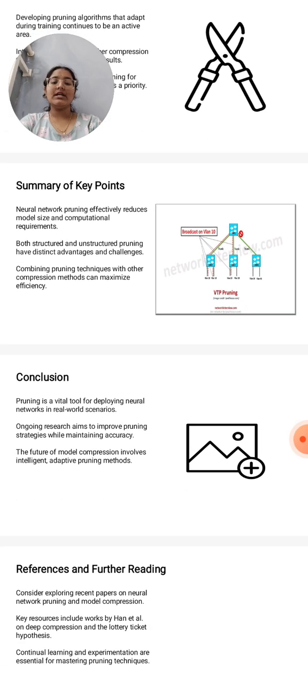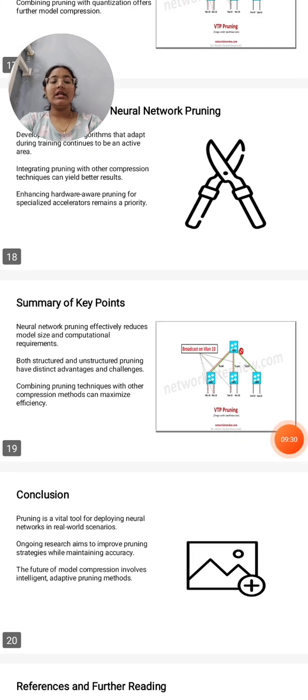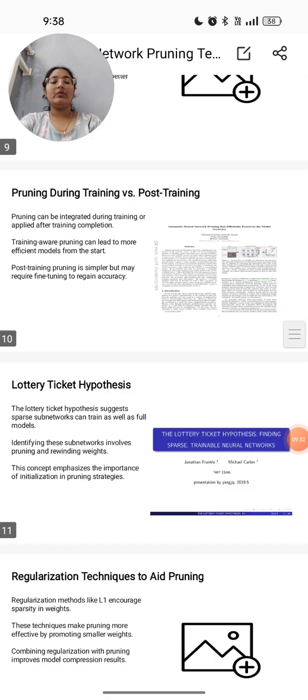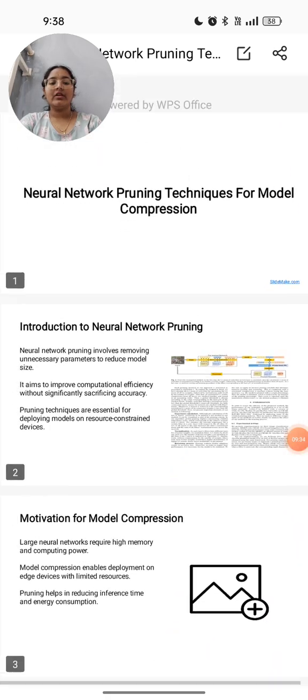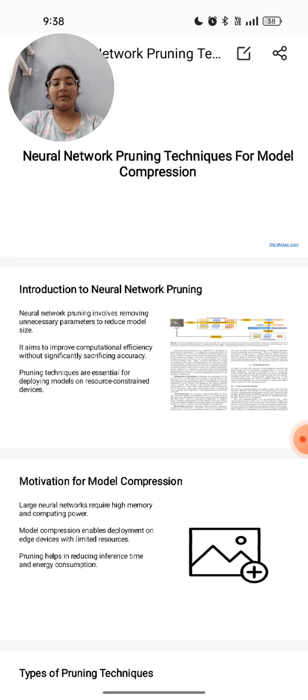Conclusion. Pruning is a vital tool for deploying neural networks in real-world scenarios. Ongoing research aims to improve pruning strategies while maintaining accuracy. The future of model compression involves intelligent adaptive pruning methods. So here we came to the conclusion. Let's go through the topics we learned in this PPT.